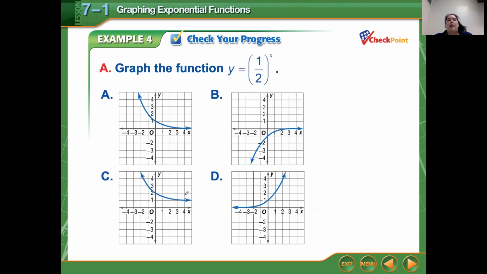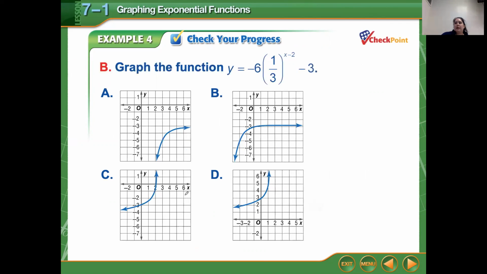All right, go ahead, pause the video to graph y equals 1/2 to the x. All right, you should get A when you graph that. All right, go ahead and pause the video so you have a chance to graph y equals -6 times 1/3 to the x minus 2 minus 3. All right, with graphing, you should get A.